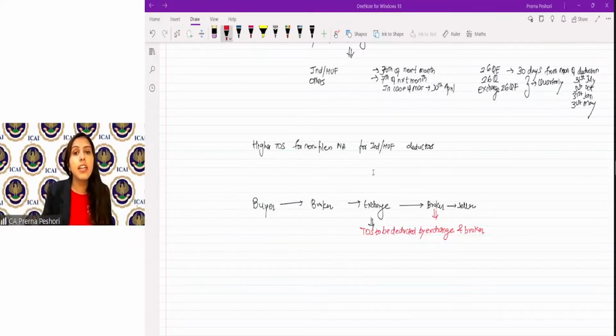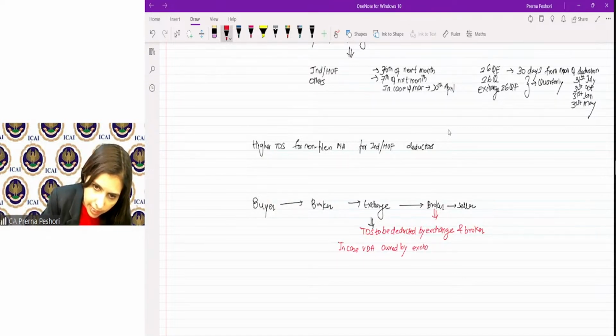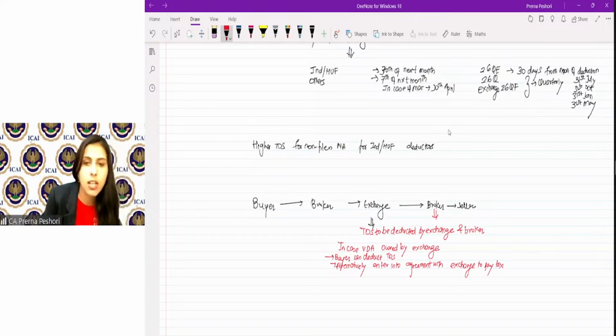So in case VDA is owned by the exchange, the buyer can deduct TDS. Alternatively, enter into an agreement with the exchange to pay the tax.